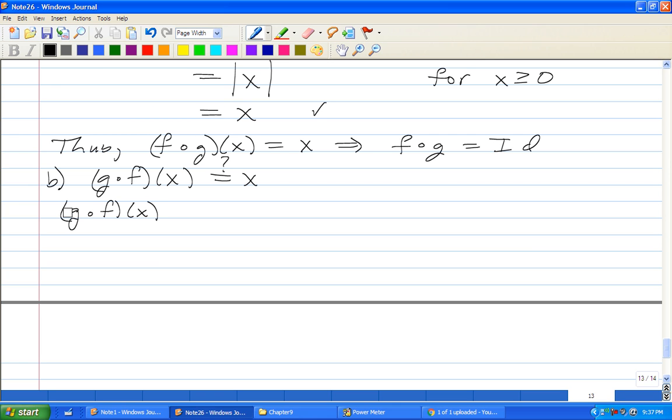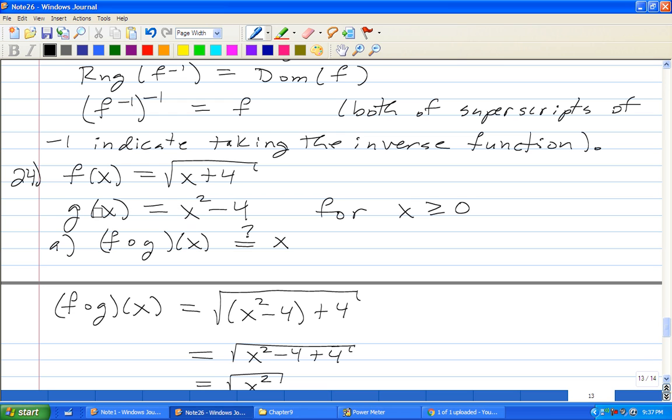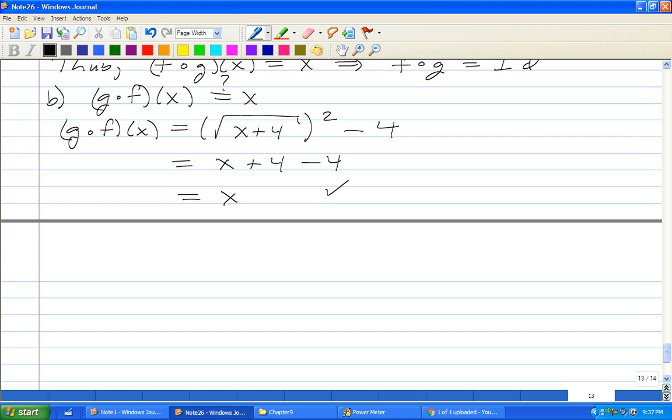So wherever I see an X in the formula for G, I replace X by the formula given by F. And so I have that G composed with F at X is just the square root of X plus 4 squared minus 4. Well, the square gets rid of the square root. The 4's cancel. And so, yes, indeed, we have shown that G composed with F at X is equal to X.